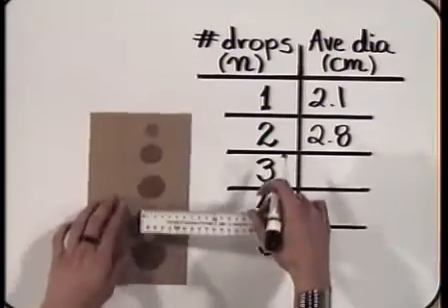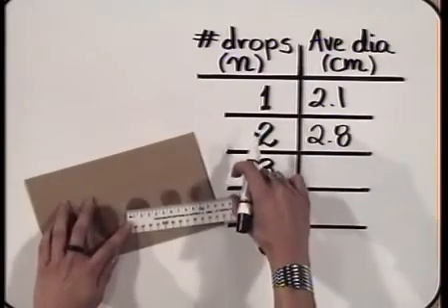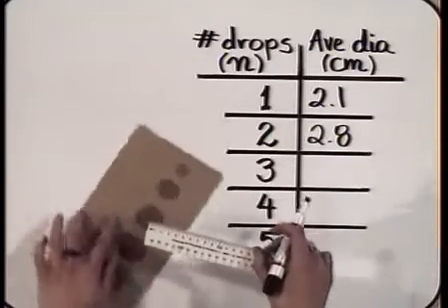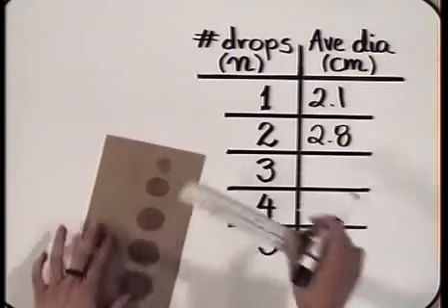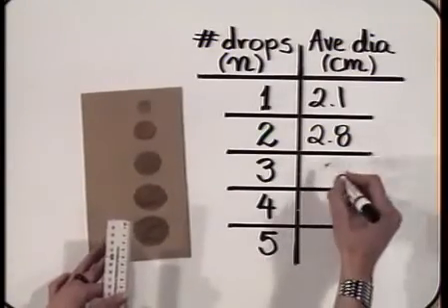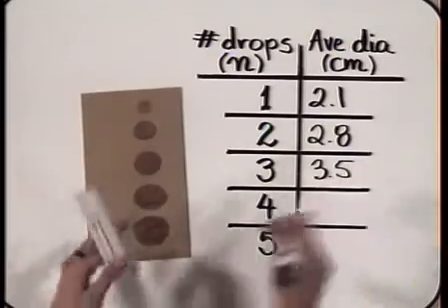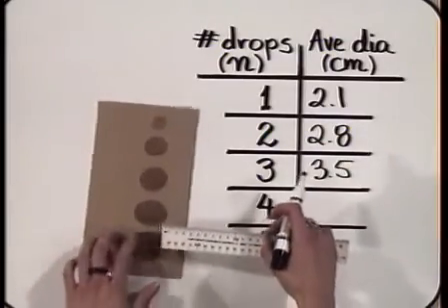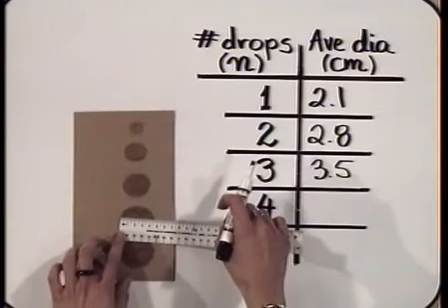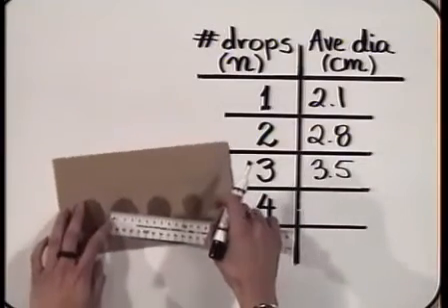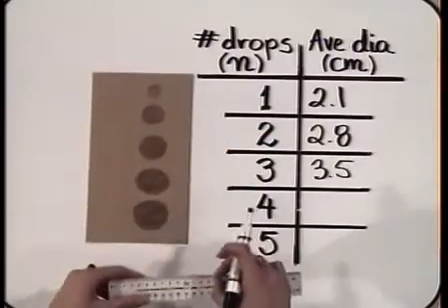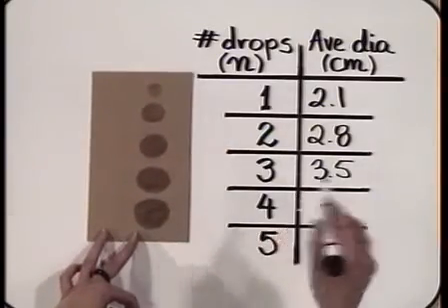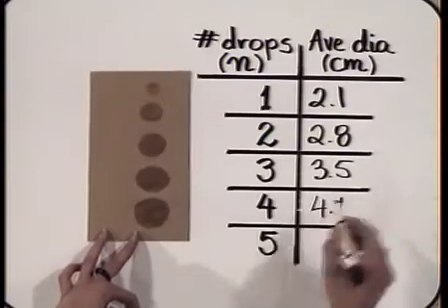In the third one, let's see, a short one would be maybe 3.3, and a long diameter would be about 3.7. So 3.3 to 3.7 gives an average of about 3.5. This is all in centimeters. In the fourth one, let's take a long diameter here, because it's not perfectly circular. We have about 4.5, and over here we have about 3.7. Between 3.7 and 4.5, halfway between them is about 4.1.